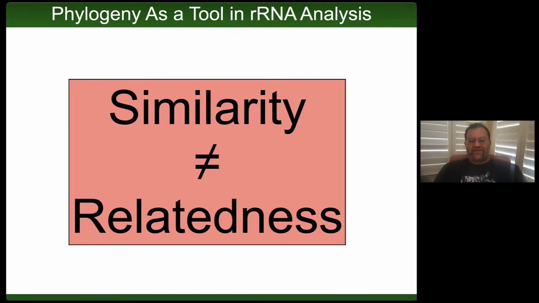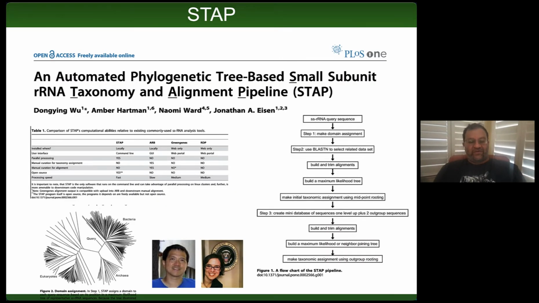That is, if you measure, for example, the similarity between two ribosomal RNA sequences by a BLAST search or by an alignment or by some hash-based method or some other thing, that is not the same thing as looking at relatedness. It's not the same thing as building an evolutionary tree, and it's in many cases way quicker, but not as good as building an evolutionary tree and using the evolutionary tree to interpret your results. So we've built tools to do this.